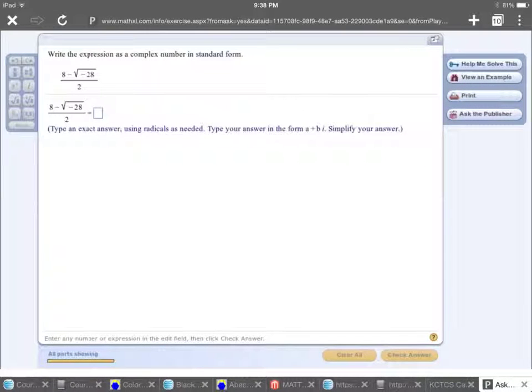Okay, let's start by just looking at the square root of negative 28. The way we simplify this radical is to try to break it into a product. Now, when I try to make a product out of negative 28, I want to use a perfect square number to do so. Now, the perfect square numbers I'm going to list over here on the side.